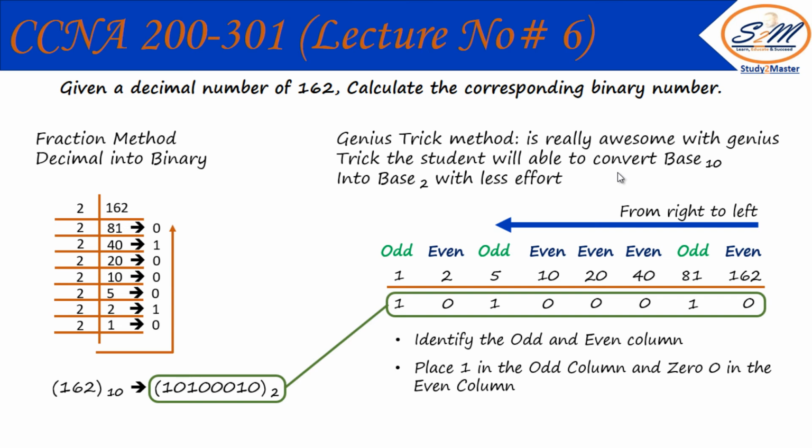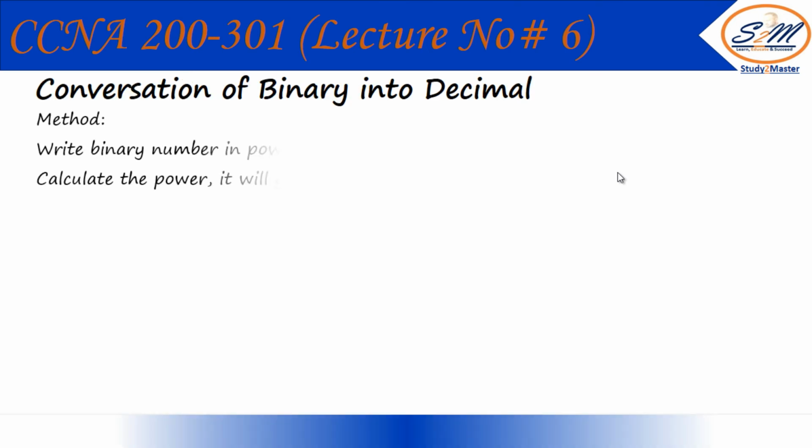We have 10,000 in the geometric method as well. We have 10,000 in the fraction method as well. This is the process of how we convert from a decimal number into a binary number. I love the geometric method. The geometric method makes it really easy, so try to practice with the geometric method as well.